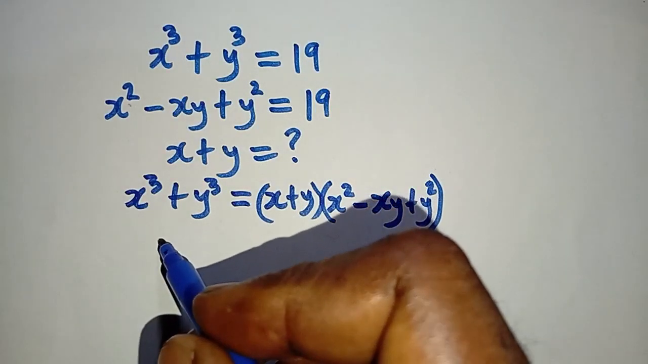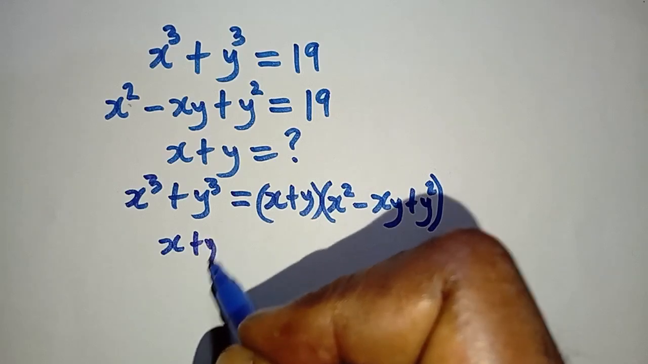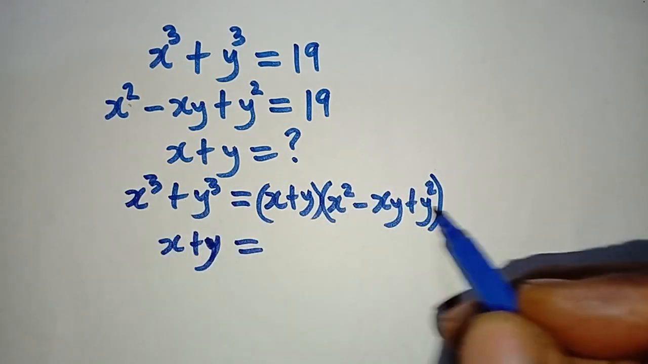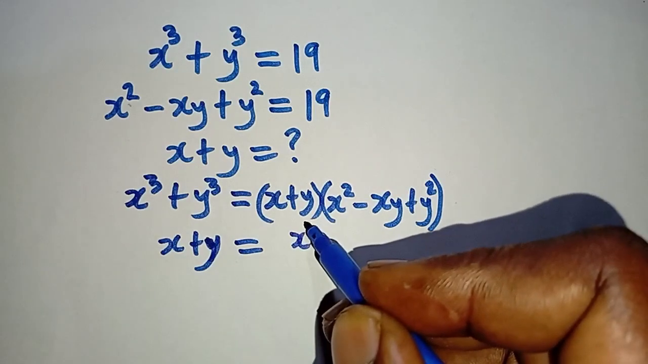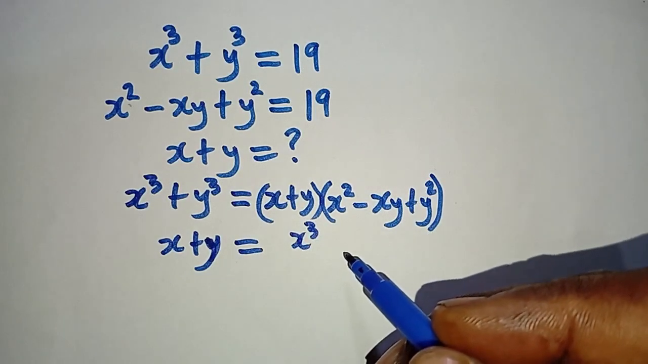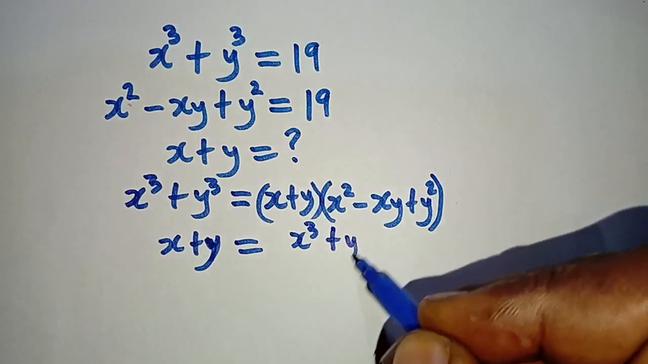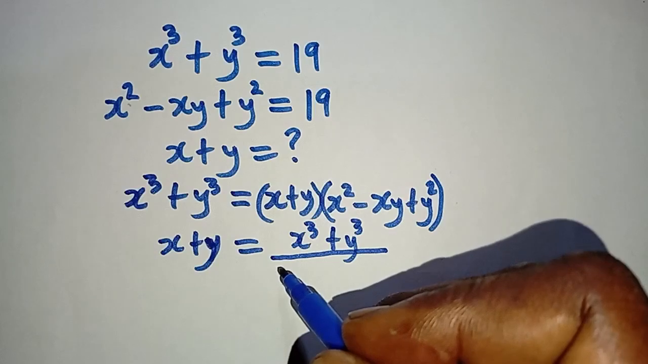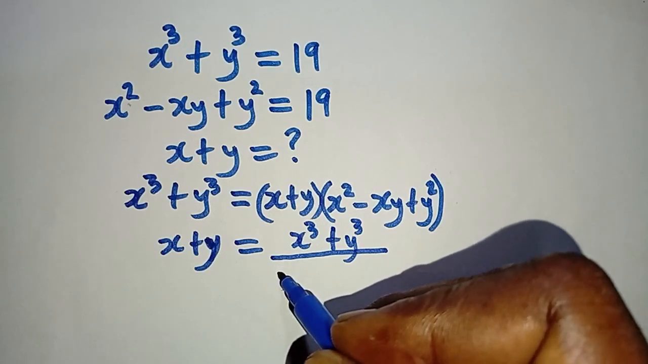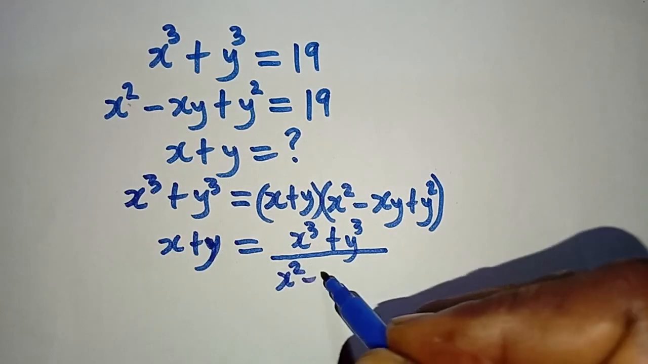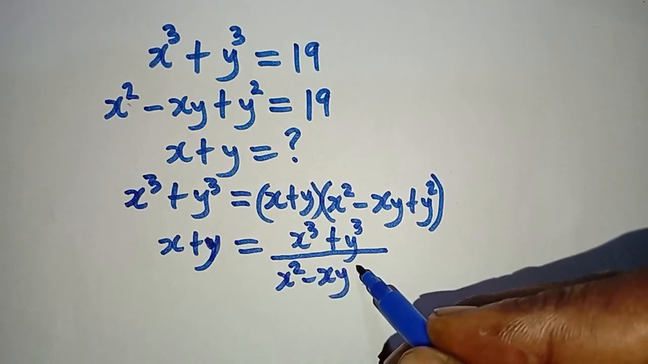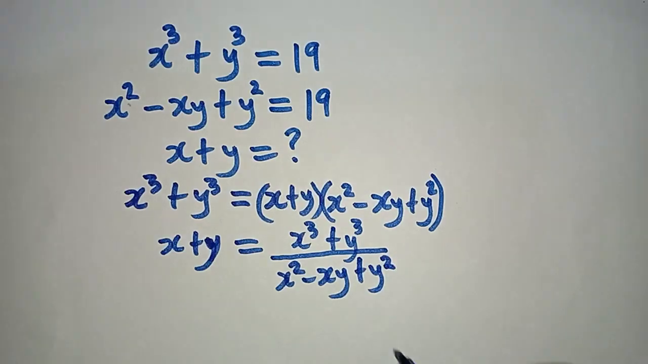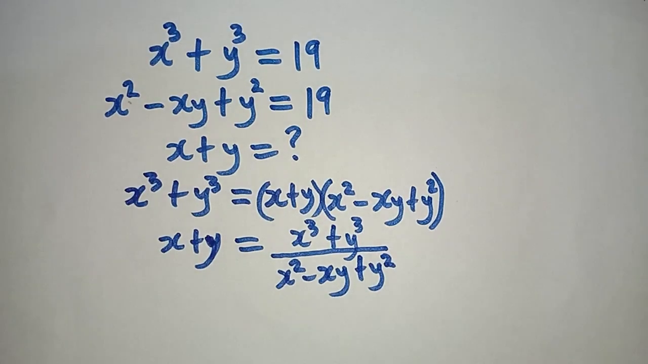Now, if we make x plus y the subject of the formula, it is going to give us this divided by this, and that is x cubed plus y cubed, that's y raised power 3, all divided by x squared minus xy plus y squared. So that is what it is going to do for us.